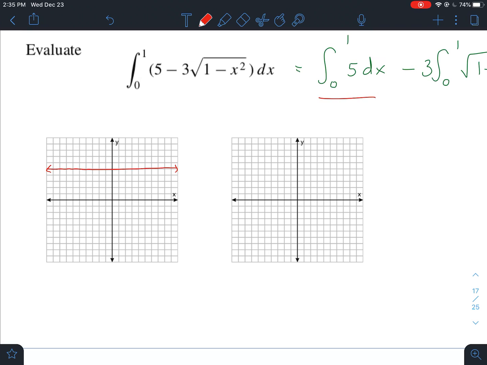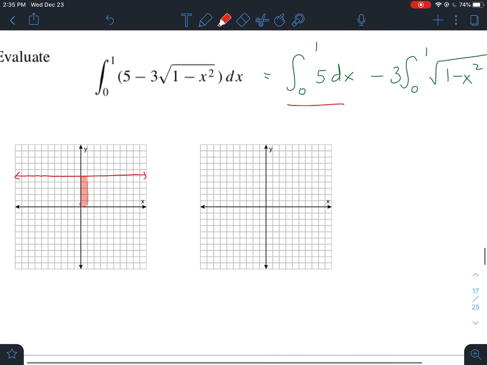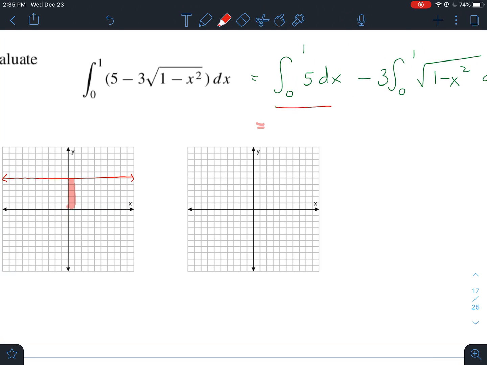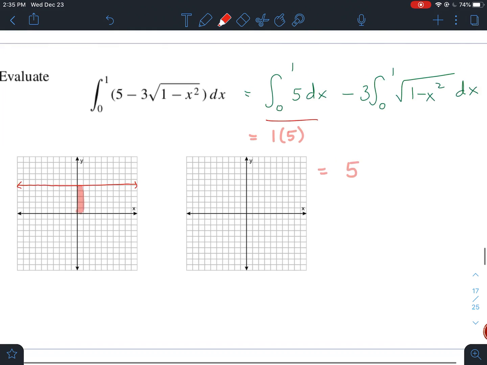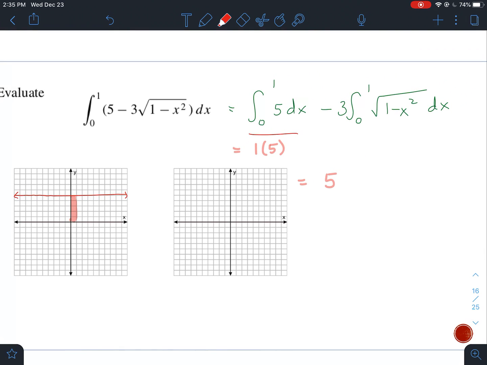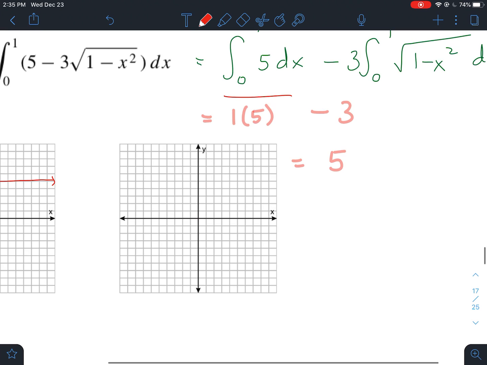So on this first one, we have the integral of 5. So 5 is just a horizontal line, 5 tall, 1, 2, 3, 4, 5. So that would be the graph of the first one. And then I want to go from 0 to 1. So I want to start at 0 and end at 1. So I am just trying to find the area of that rectangle. Well, the base is 1 and the height is 5. So the area of that rectangle is just 5.